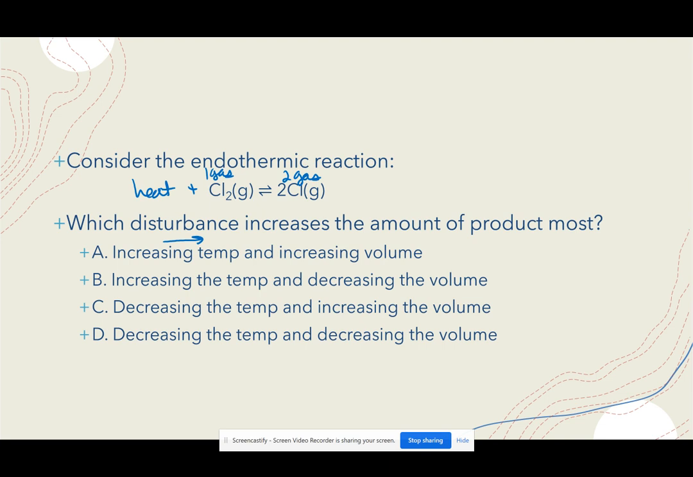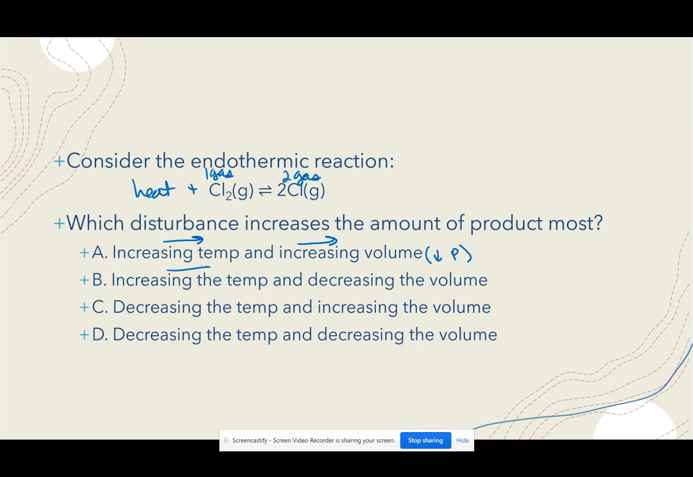Increasing the temperature is going to cause it to shift to the right because I'm shifting away from what I'm adding. Increasing the volume is going to decrease the pressure. So I'm going to shift to replace that pressure. So I'm going to shift to the side with more gas, which in this case happens to be the product side. So they're both shifting to the product. So probably that's my answer, but let's check the other ones.